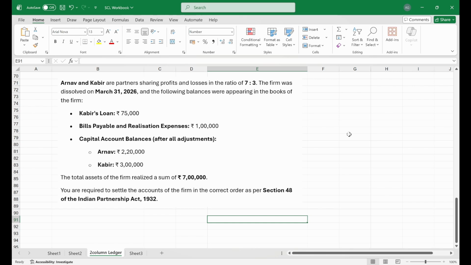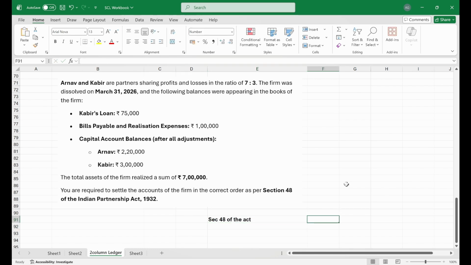You are required to settle the accounts of the firm in the correct order as per section 48 of the Indian Partnership Act 1932. Okay, this is a dissolution question, and this is one of the topics where students must not have a frequent practice, if I would say. Not so many past exam questions have been asked under this topic, but it is essential to have this revised as well. So let us see, before we get into the solution, what is section 48 of the Partnership Act.